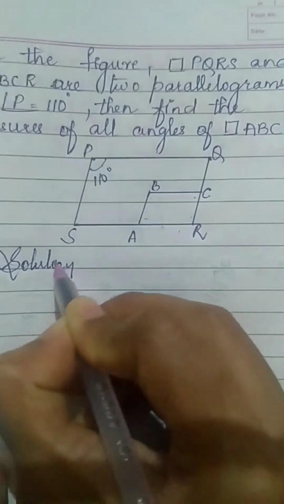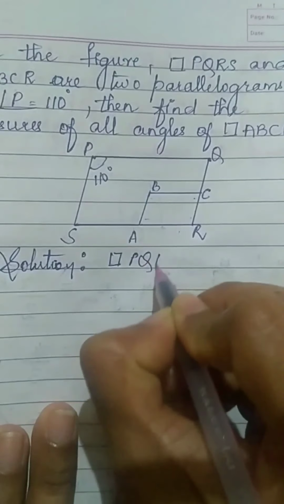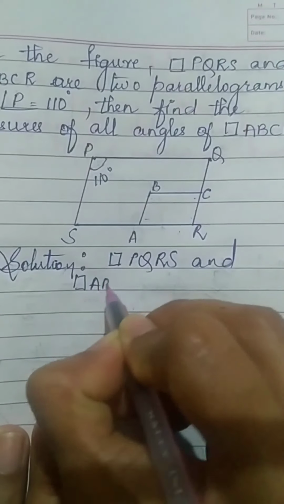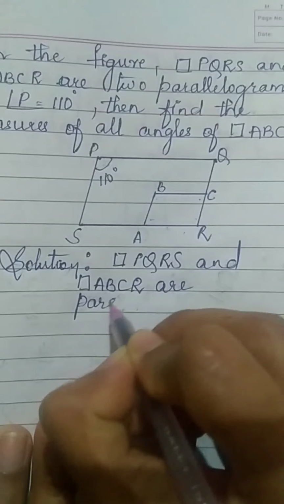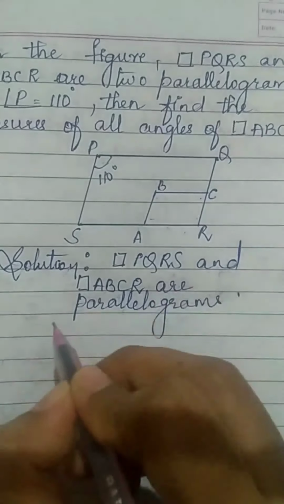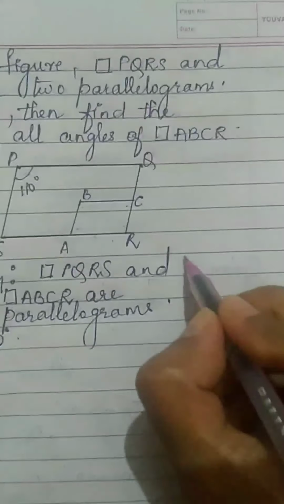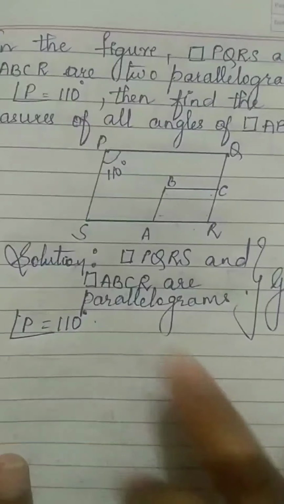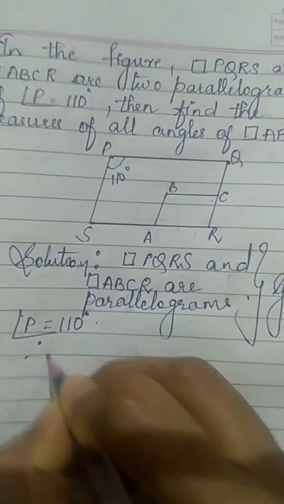Solution. Let's start. Quadrilateral PQRS and quadrilateral ABCR are parallelograms. Angle P is equal to 110 degree. All this is given, so no need to write it again and again. Now let's come to the main part of the sum.